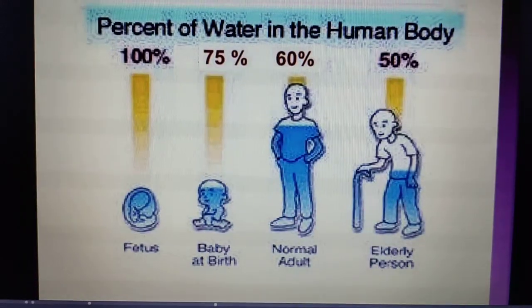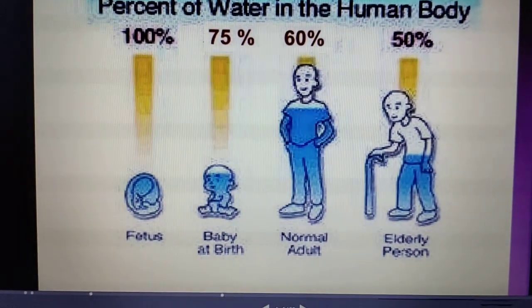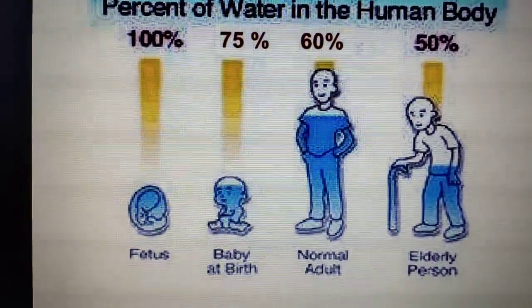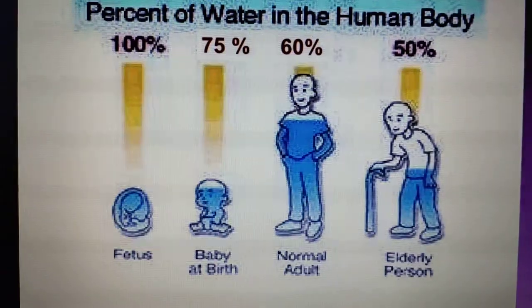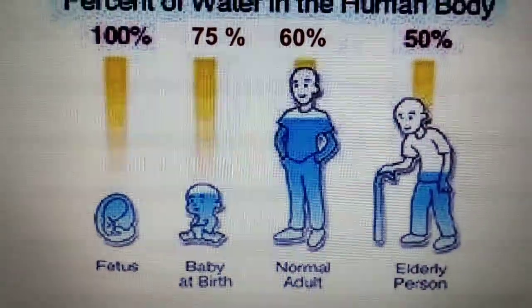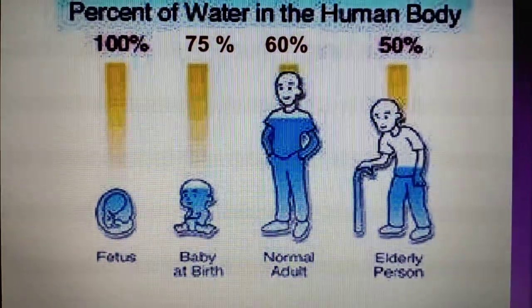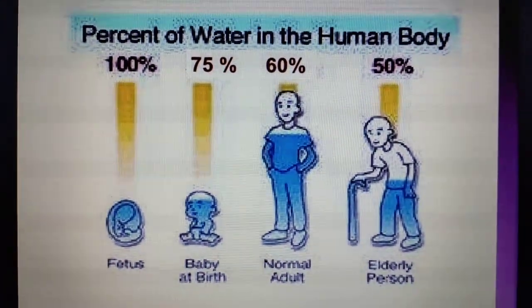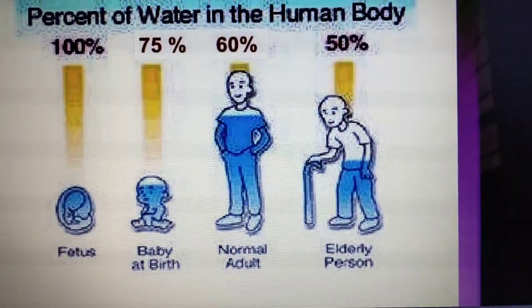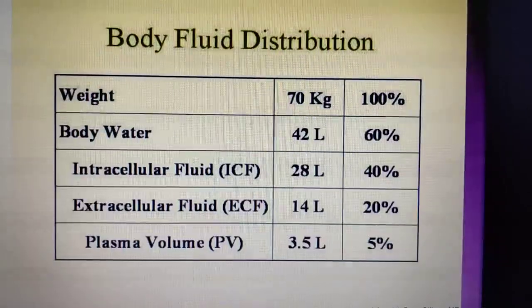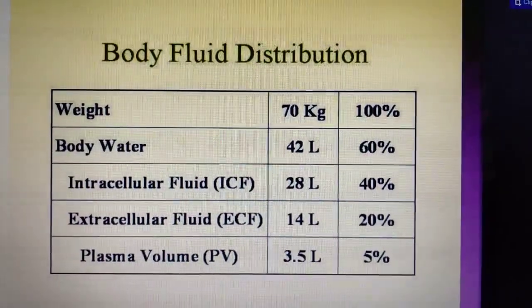Now you see once again the composition. For the fetus, 100% is water. And the baby at birth, how many percent? 75% of the body consists of water. And for the normal adult, how much? 60% of the body consists of water. And for the elderly people, it is 50 to 60%, isn't it? Okay, now you will see the body fluid distribution.